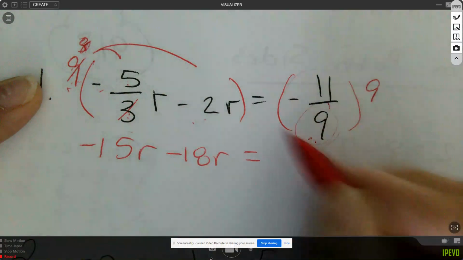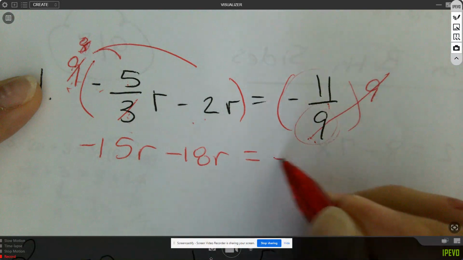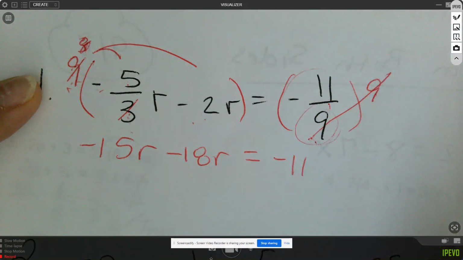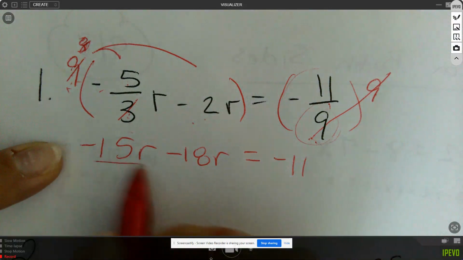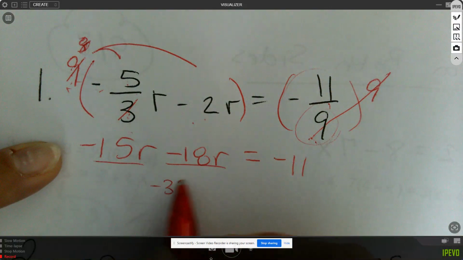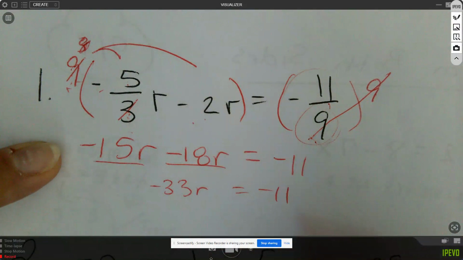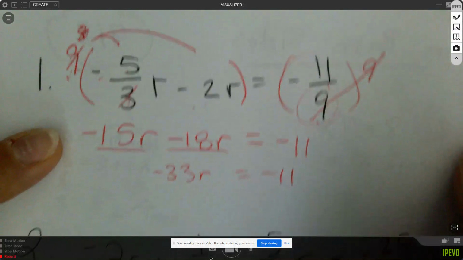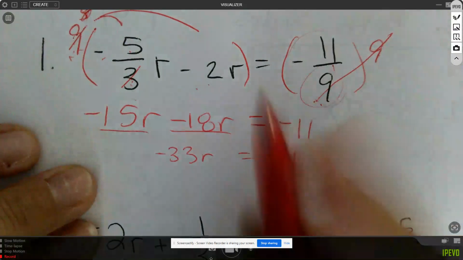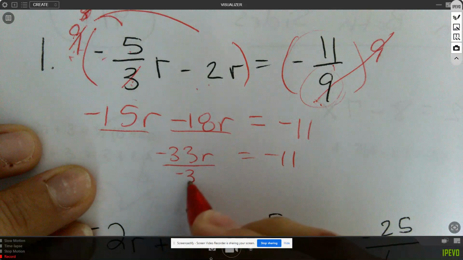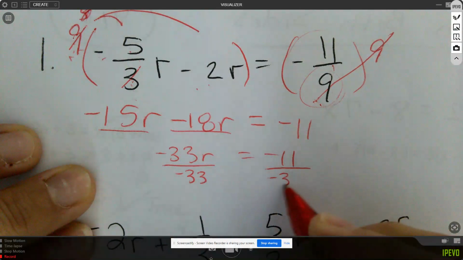All right, so all they do is 9 times this, wrote it down. Now I'm going to do 9 times negative 11 ninths, which is a negative 11. And now I'm ready to combine like terms. They both have an r, so it's negative 33r equals negative 11. You will always divide by the number with the variable, even though this number happens to be bigger. So that means we're going to get a fractional answer, which is fine.